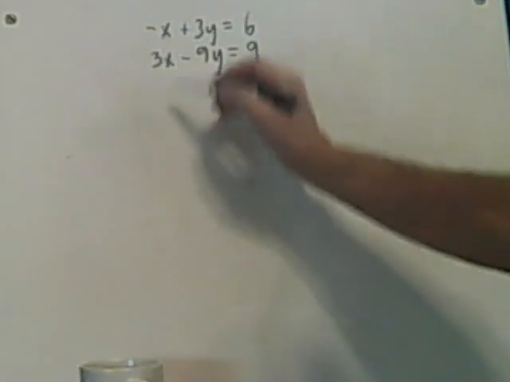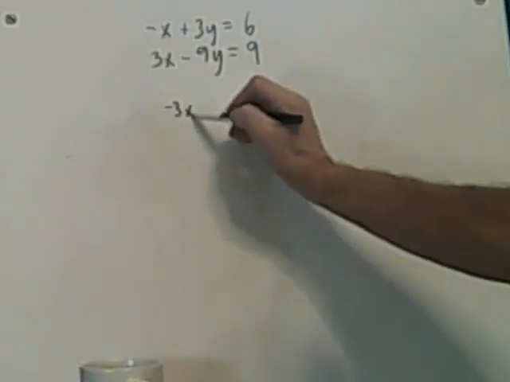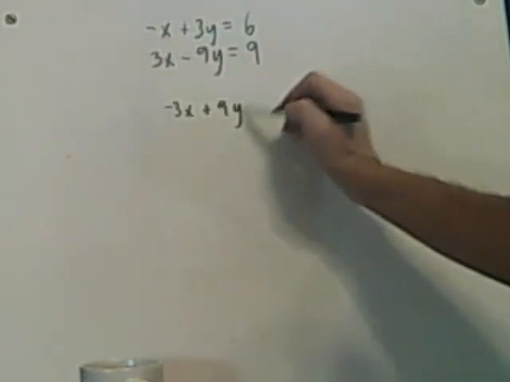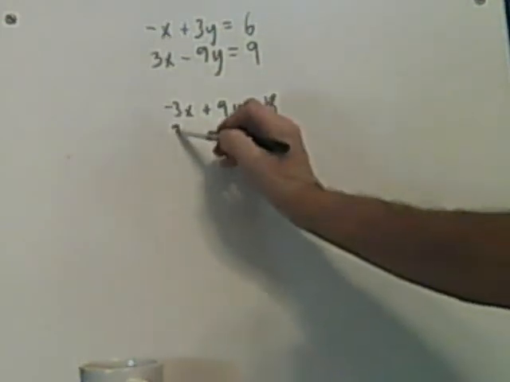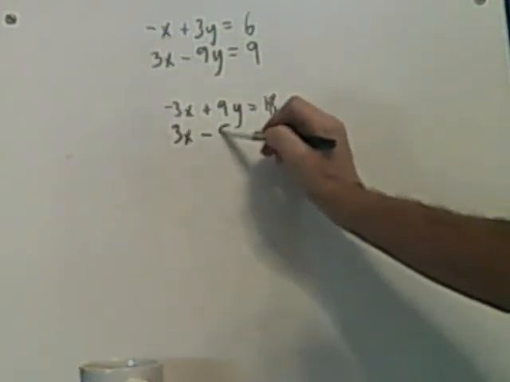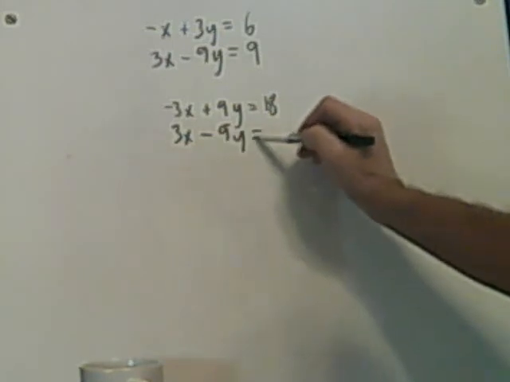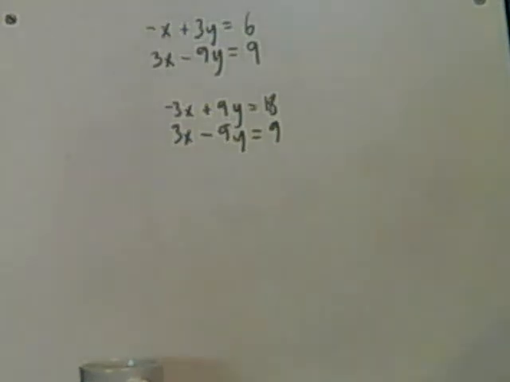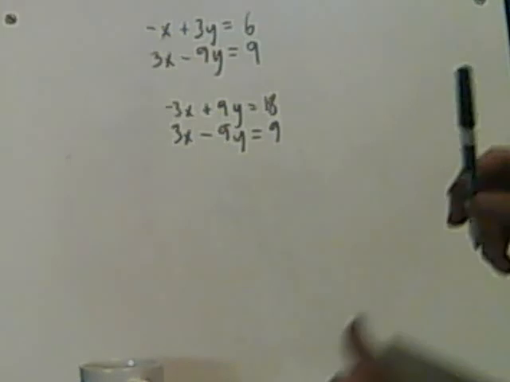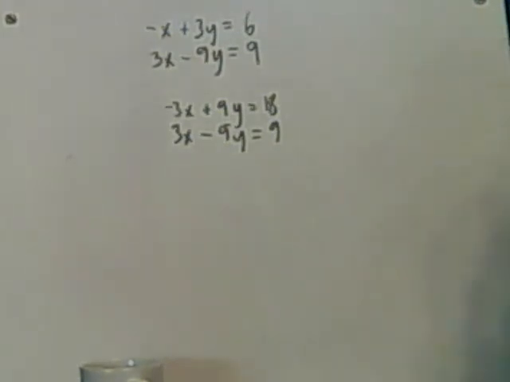So if we multiply the first one by 3, we'll get negative 3x plus 9y is equal to 3 times 6, or 18. And we'll just write the second equation down again. Oh, I see we're going to run into a problem because we're going to cancel both of them. These equations look dependent. There's not going to be a solution to these. These represent two parallel lines.